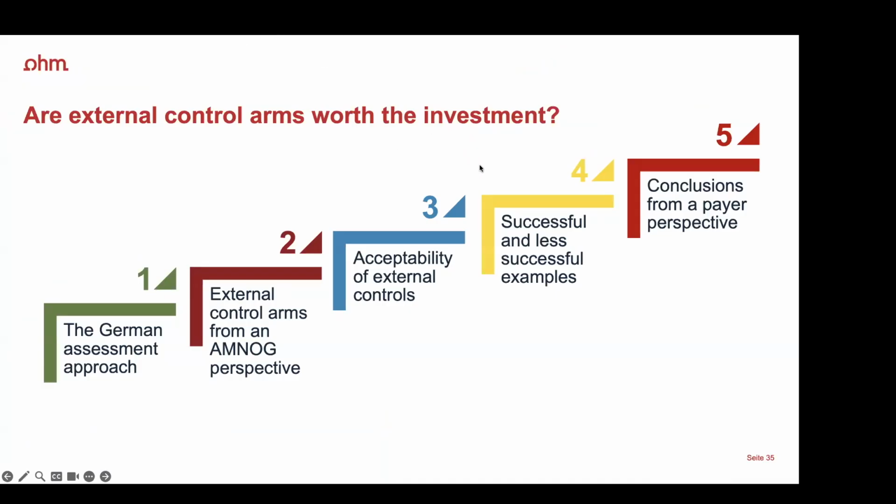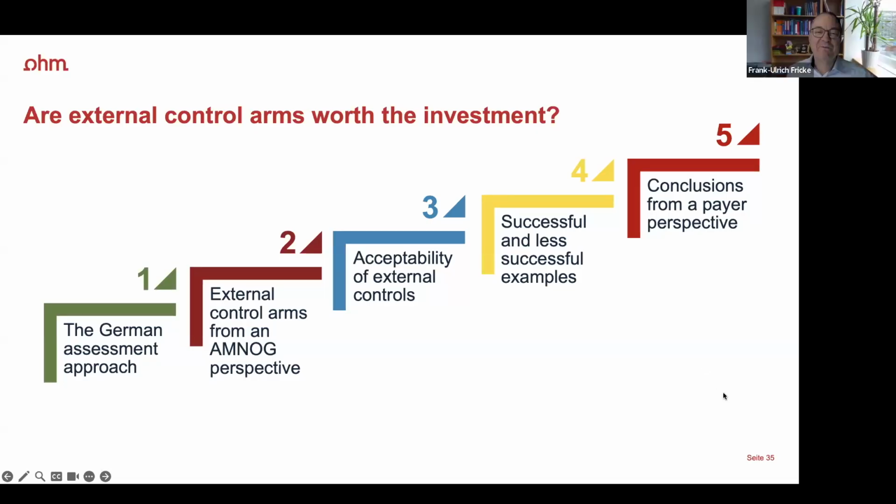So hello, everybody. My name is Frank-Ulrich Fricke. I'm an economist by training, and now you should be able to see me. I'm here today most likely because I'm sitting on the arbitration board on drug prices in the German healthcare system for the last 14 years. And I wanted to use my time here during the presentations to give you the flavor of the German approach, basically.